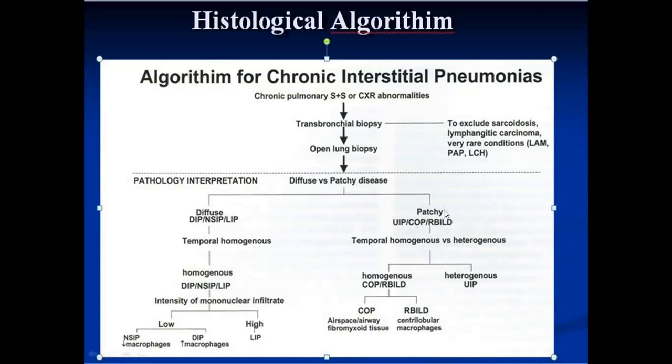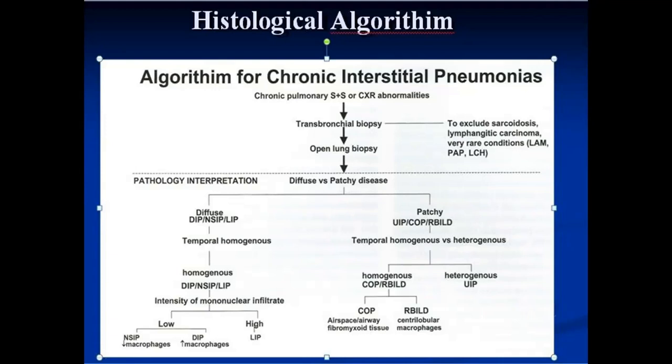If we have a patchy type of lesion, then the second thing we have to look for is whether the lesion is present in a homogeneous manner versus a heterogeneous manner. Homogeneous means the lesion is taking place all at the same time, and heterogeneous means the lesions are present at different levels. Some are advanced, some are still originating. And if we have a heterogeneous pattern, then the most likely diagnosis is UIP. But we still have to see some specific features microscopically in order to diagnose UIP.